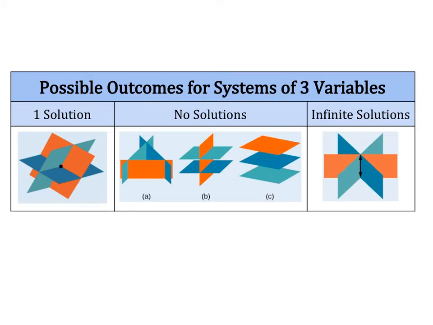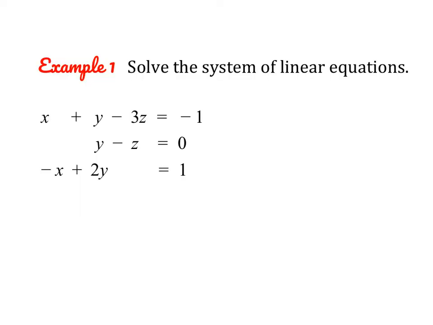And then the last outcome could be infinite solutions, where all three planes are crossing and it makes a line. So you have to find a way to describe the relationship between the three variables. All right, so let's give this a try.